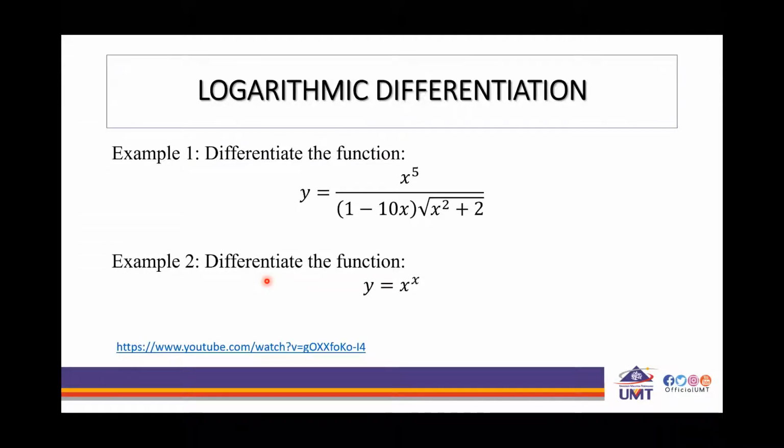Okay. So now differentiate the function. For example, one, y is equal to x to the power of 5 divided by 1 minus 10x times the quantity x squared plus 2 to the power of half. And the second one, differentiate the function y is equal to x to the power of x.